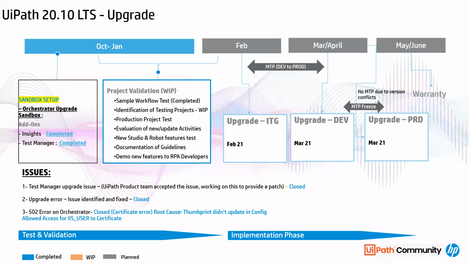We then plan for our ITG upgrade. ITG is nothing but your test, maybe QA, whatever we call. This is the test. We first upgrade the test. The reason is, if you upgrade the test, we're just upgrading the orchestrator, but robots are as is, and we are not impacting the development activities.